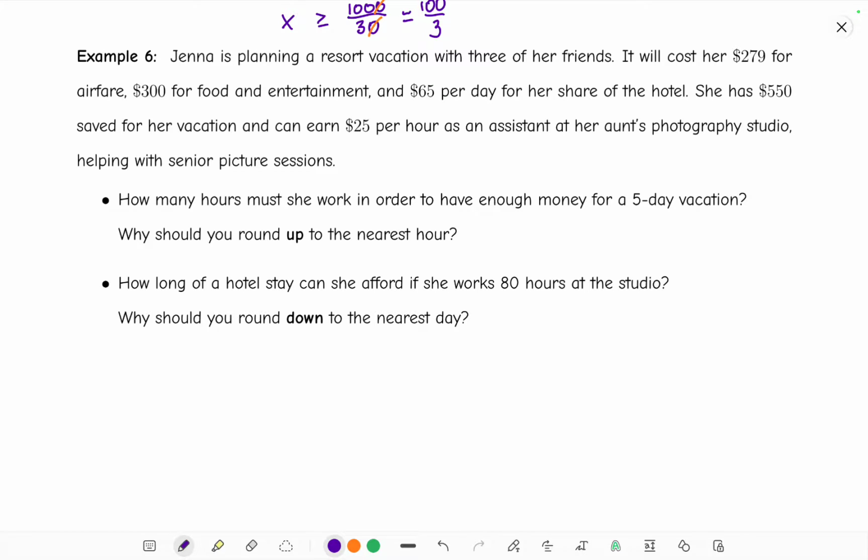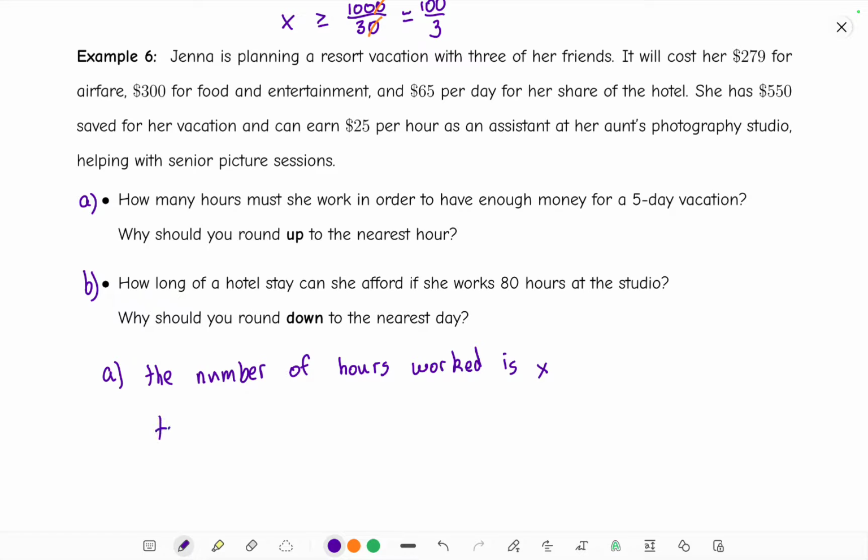Okay, so for the first one, how many hours does she have to work to have enough for a 5-day vacation? So before I can find the number of hours, actually, let's write that down because that's what we're looking for is hours. So let me do this. A, B. So for A, the number of hours worked is X. So before we can find that, though, we have to find how much a 5-day vacation costs.